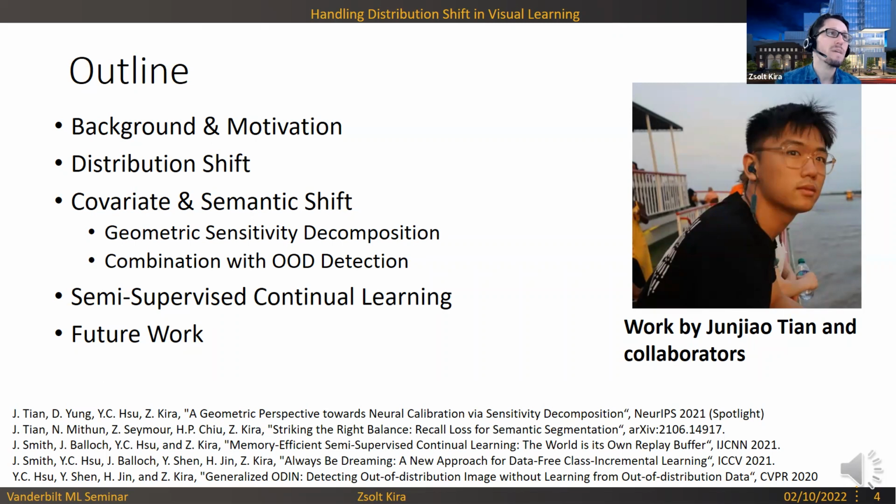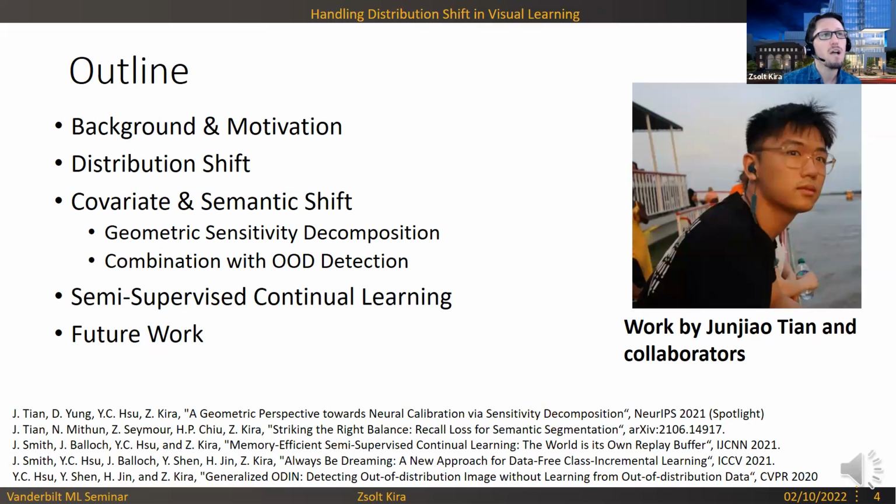And so here's an outline of my talk. I'll be talking about background and motivation of why we want to deal with distribution shift, one of the key fundamental problems in machine learning. Talk about specific types of distribution shifts, specifically covariate and semantic shifts, and then present our methods, geometric sensitivity decomposition, to tackle these and actually decompose classifiers into different components where we can analyze the effect of different types of distribution shift on the models themselves.